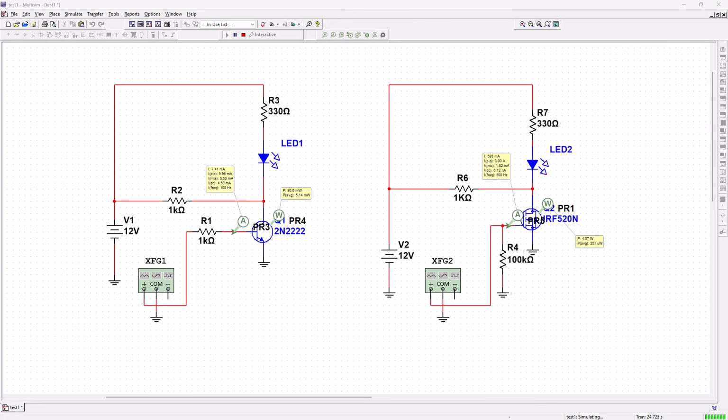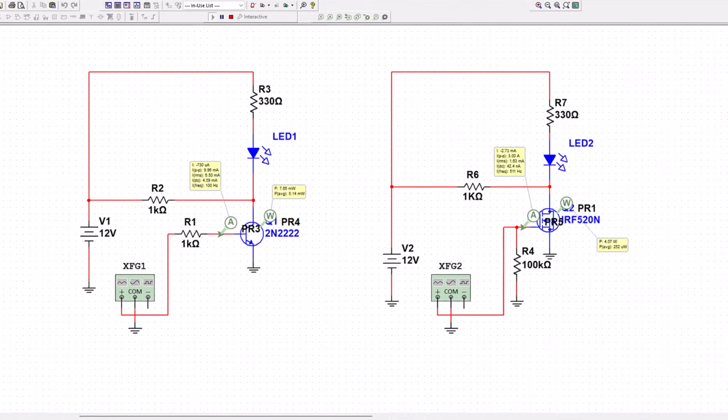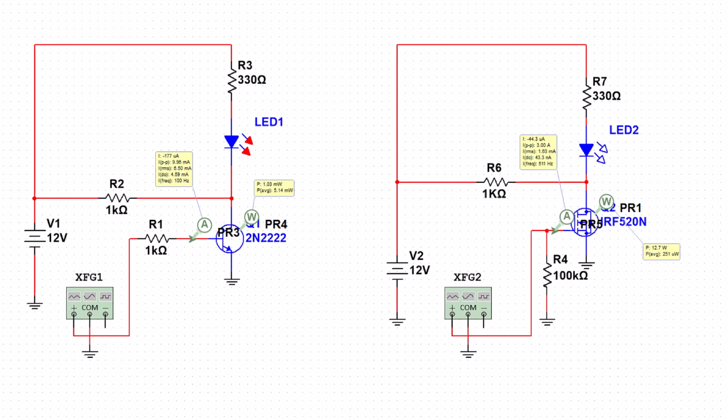Now let's move to the MOSFET circuit. The LED is on. But look at the gate current on the multimeter. Practically zero. The MOSFET can be controlled almost without consuming energy from the signal source.